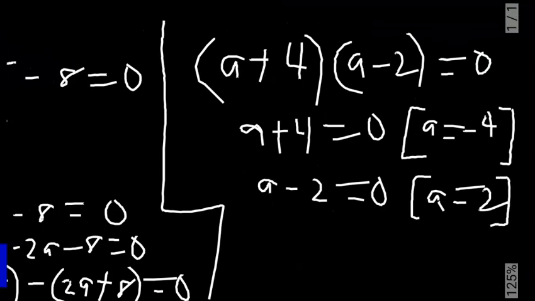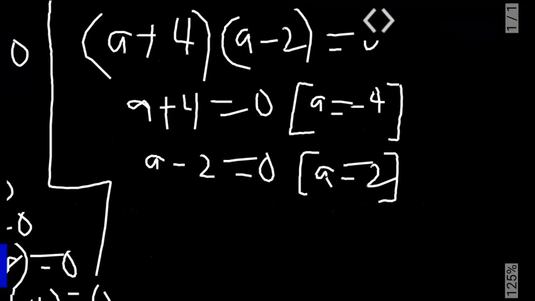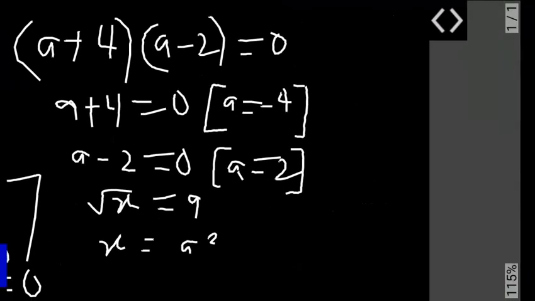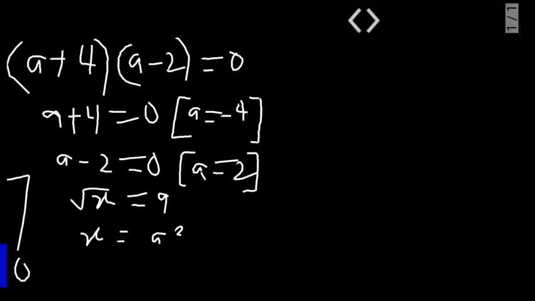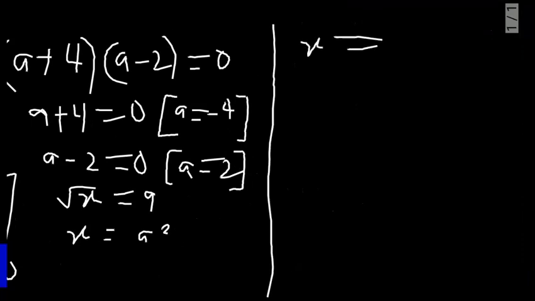Our work is not done yet. Don't forget, we have to go back to where we had root x equal to a and x equal to a squared. We want to get the value of x. Now to get the value of x, we just substitute our values for a into the equation. x is equal to a squared.